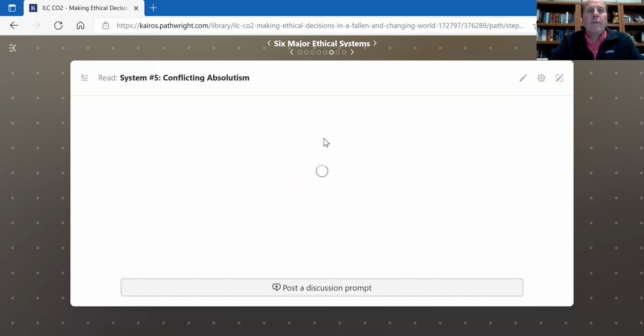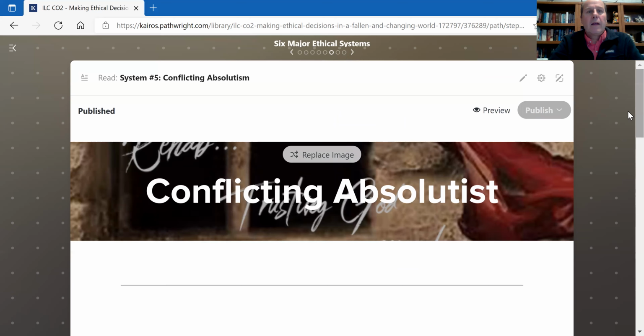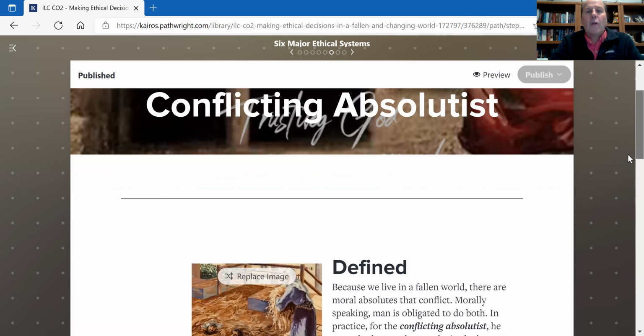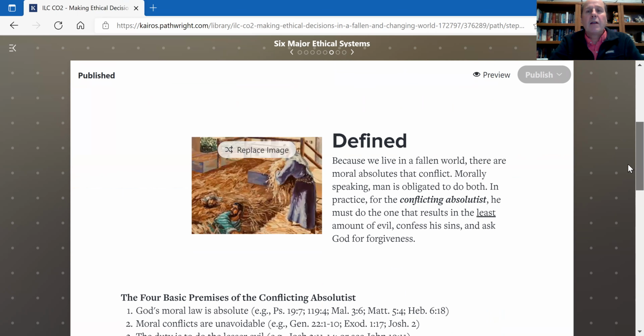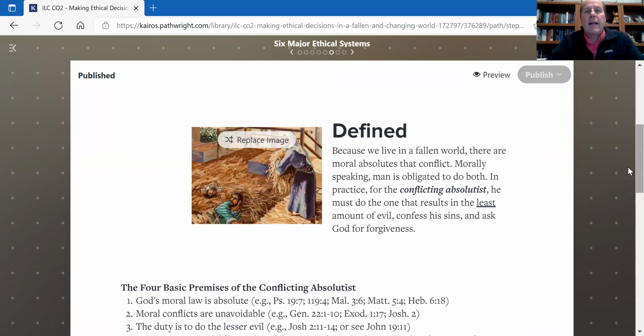Okay, the next one is conflicting absolutism. And this would be more akin to the one that Betsy's sister, Corrie, would hold to. It's defined as: because we live in a fallen world, there are definitely moral absolutes that are going to be in conflict. They're unavoidable. Morally speaking, man is obligated to do both. In practice, conflicting absolutists will say, well, you can't do both at the same time, so I'm simply going to choose the one that I think is best and ask forgiveness in the other area.